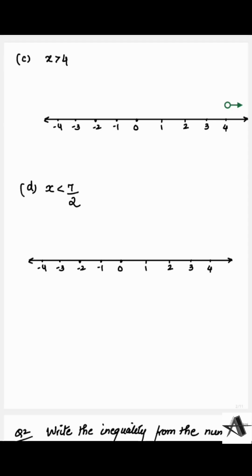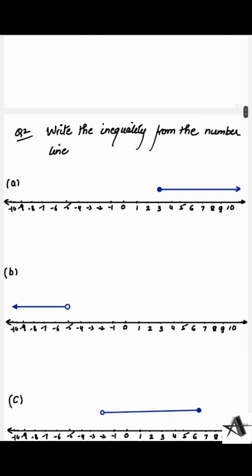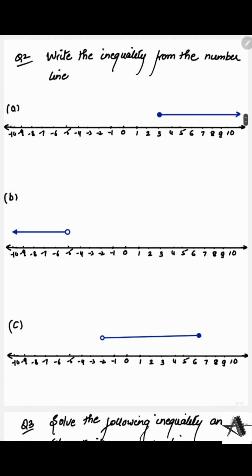Look at this one. x is less than 7/2. 7/2 is 3.5, which means it will lie between 3 and 4 here. This is 3.5. And x is smaller than, so definitely it will move towards the left-hand side. It will represent all the values of x that are lesser, and lesser means towards the left side. If you are not aware of the basics, I have already made a video, so kindly go watch it, it will definitely help you, and then come back.